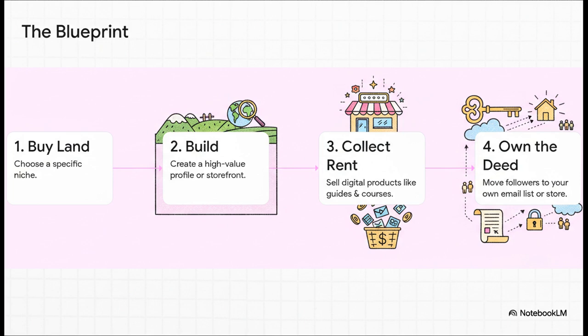Number 2, build your storefront. Create a profile that just screams value. Number 3, collect the rent by selling awesome digital products like guides and courses. And number 4, and this is the big one, own the deed. Get your followers off social media and onto a platform you control, like an email list. That is the path to creating a sustainable, long-term digital asset.